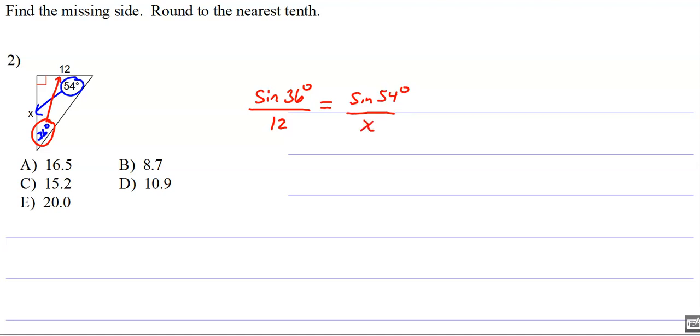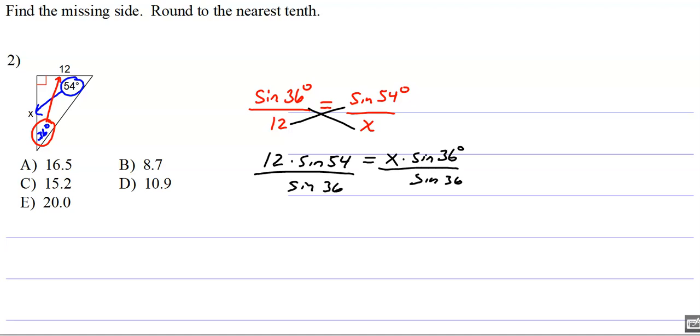I think it's a little bit harder and a little bit longer, but you're welcome to do it. So 12 times the sine of 54 equals x times the sine of 36. Divide both sides by the sine of 36. That goes away. Let's punch this in: 12 times sine of 54, divided by sine of 36. Getting about 16.5, which is also A. So that's just to show you could do it. I wouldn't do it that way.